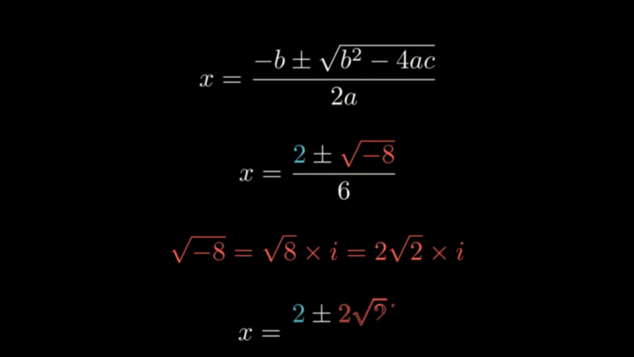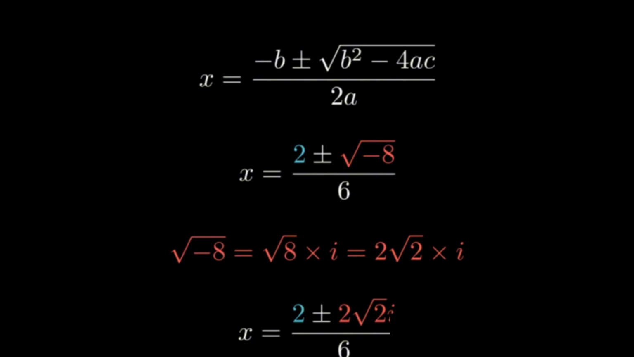Our expression is now x equals 2 plus or minus 2 times the square root of 2 times i, all divided by 6. The numerator has two parts, the real part, which is 2, and the imaginary part, which is plus or minus 2 times the square root of 2 times i. For the final step, we can simplify this fraction by dividing both the numerator and denominator by 2. This gives us 1 over 3 for the real part, and plus or minus the square root of 2 over 3 times i for the imaginary part.